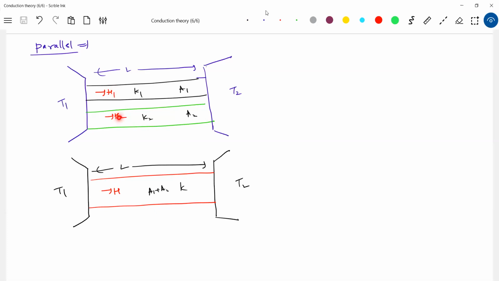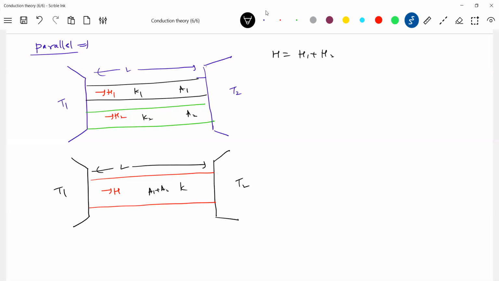These two rods are involved in the transfer of heat between source and sink. Now, for the same temperature difference, if the thermal power that these two together transfer is transferred by this one, then can you say this is equivalent of these two? This is definitely equivalent. So what is the basic condition now? H should be equal to H1 plus H2.